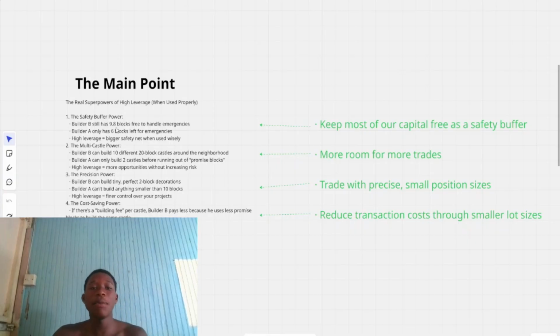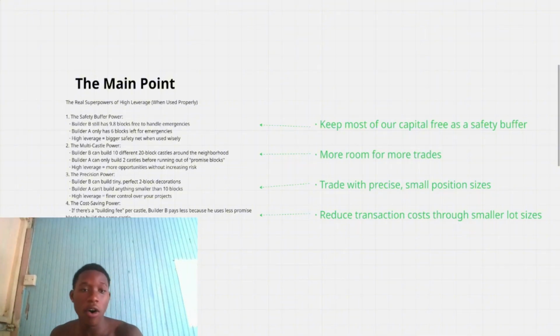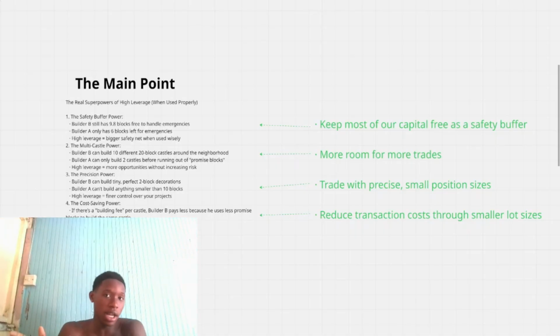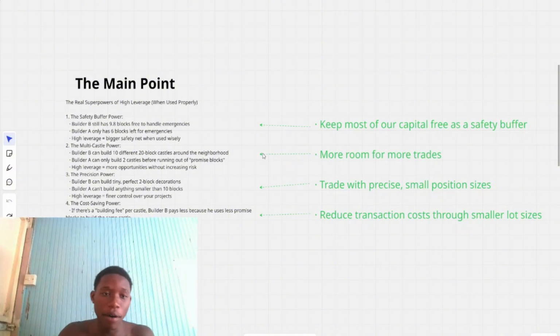Builder B has 9.8 blocks free to handle emergencies. So if Builder B loses the trade, let's say the 20 block castle Builder B built just crashes, he still has 9.8 of his own blocks to build more castles. Builder A, on the other hand, only has 6 blocks left for emergencies. So if his castle crashes, he only has 6 blocks left, so he has fewer opportunities. It keeps most of your capital free as a safety buffer, right?